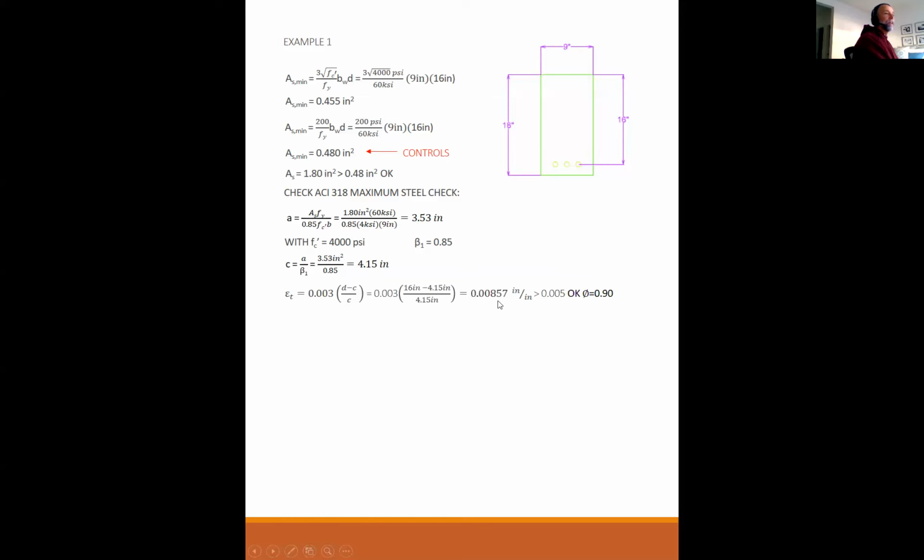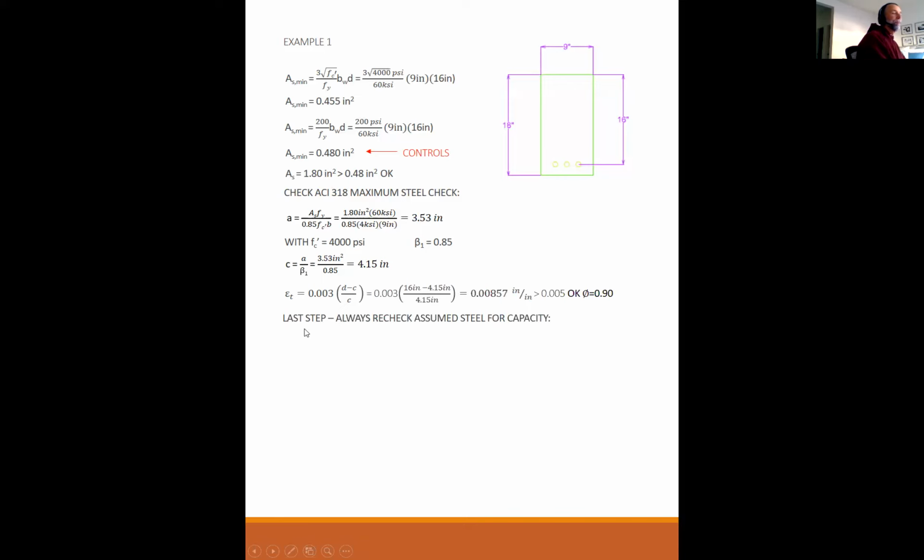Because 0.00857 is greater than 0.005, I know this beam is under-reinforced, number one. I know it is tension controlled, number two. And I know phi is going to be equal to 0.9, number three. So everything you see right here is my maximum steel check.